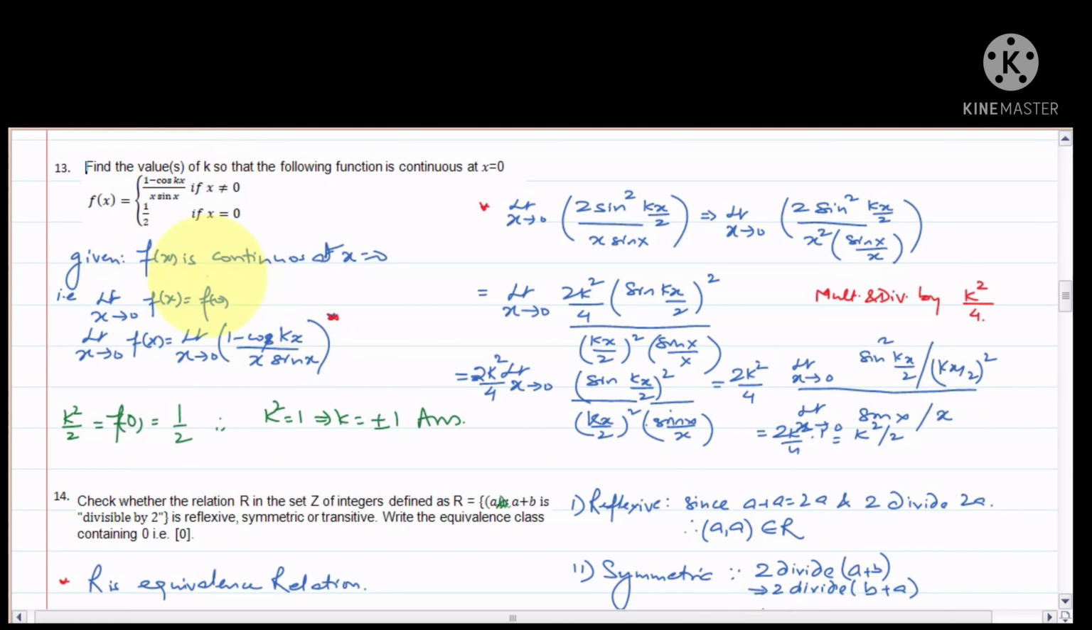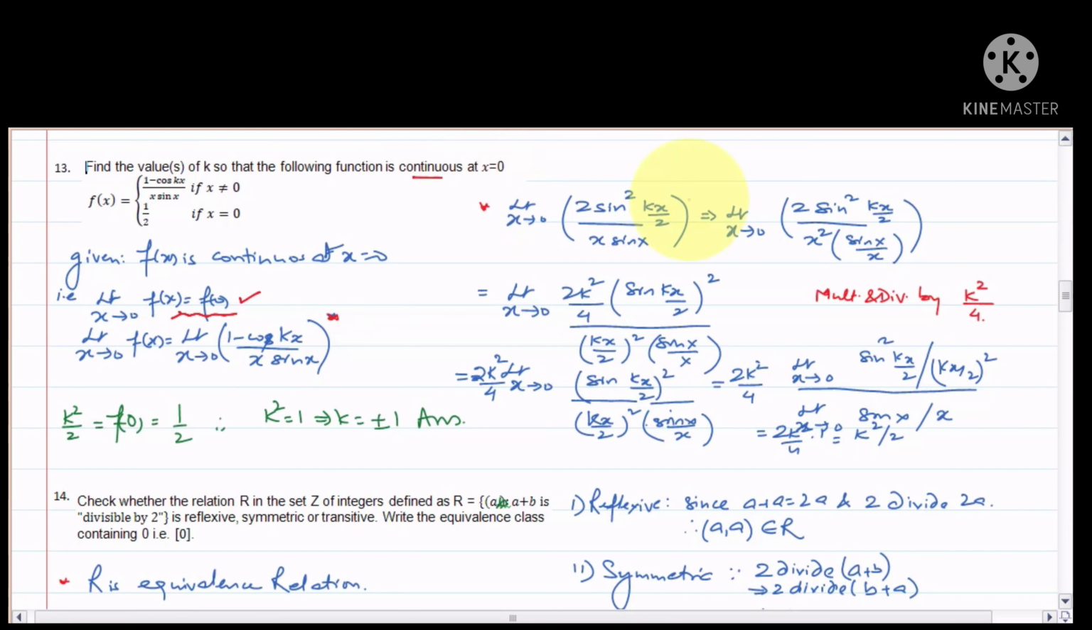So limit x tend to 0, f(x) is equal to f(0), because the limit of the function at x is equal to 0 is equal to the value of the function at 0 for the function to be continuous. So limit x tend to 0, f(x) is equal to limit x tend to 0, 1 minus cos kx upon x sin x, that is given to us. Now we'll try to find out the limit of the function, because the limit will exist because it is given to us that it is continuous.